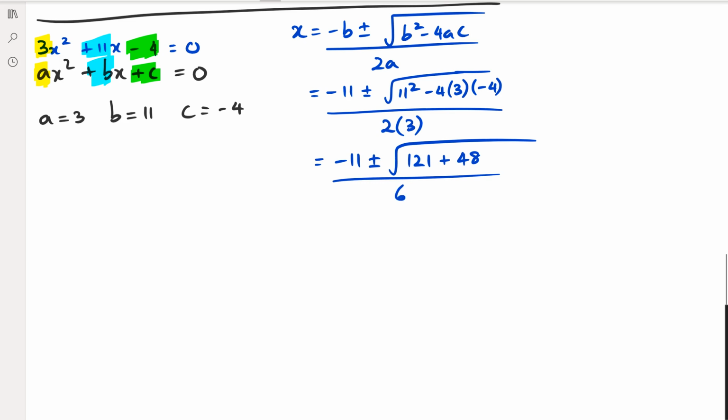And that's divided by 6. So what we have is negative 11 plus or minus square root of 169, and that's divided by 6. Square root of 169 is 13, and that's also divided by 6.